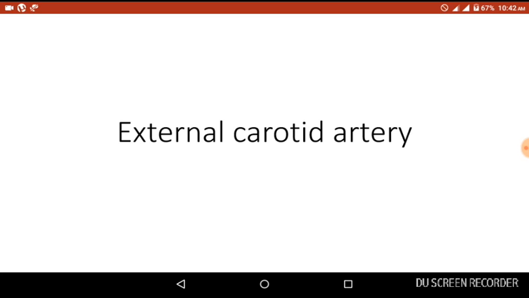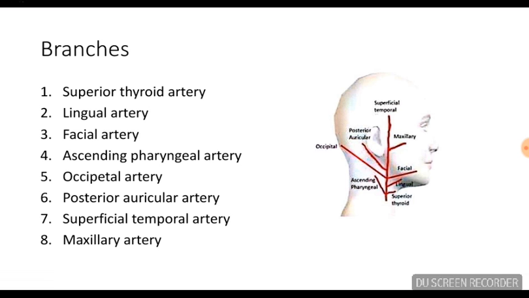External carotid artery. It is one of the branches of the common carotid artery. The external carotid artery consists of the following branches: superior thyroid artery, lingual artery, facial artery, ascending pharyngeal artery, occipital artery, posterior auricular artery, superficial temporal artery, maxillary artery.